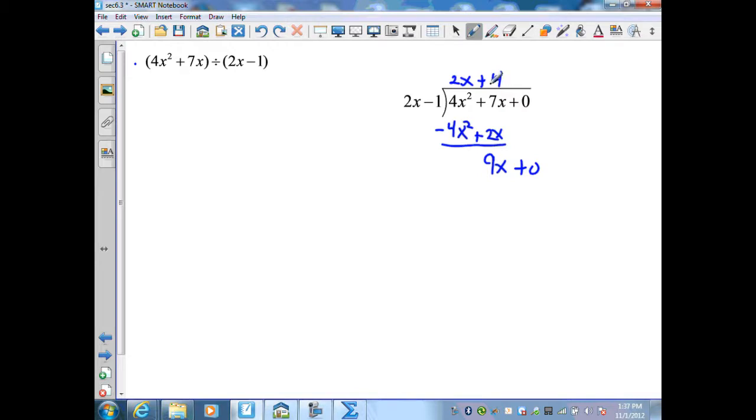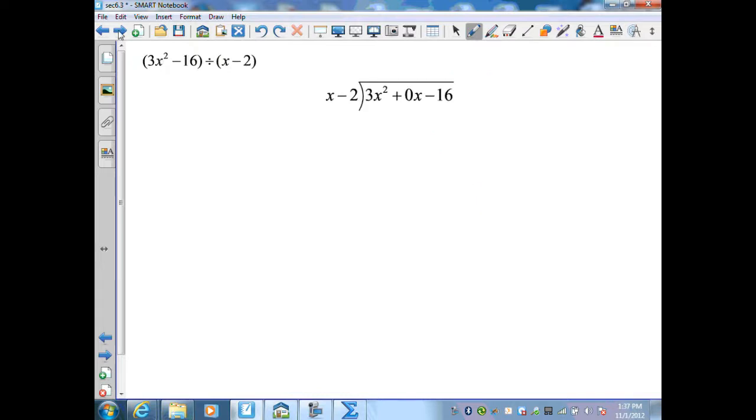I distribute. 4 times 2 is 8x. And 4 times a negative 1 is a minus 4. And I change the signs. And when I subtract, I get x plus 4. So my solution is 2x plus 4 with remainder of x plus 4. And you can see the reason why we put a placeholder in is to make sure that we have like terms all the way down in our solution.